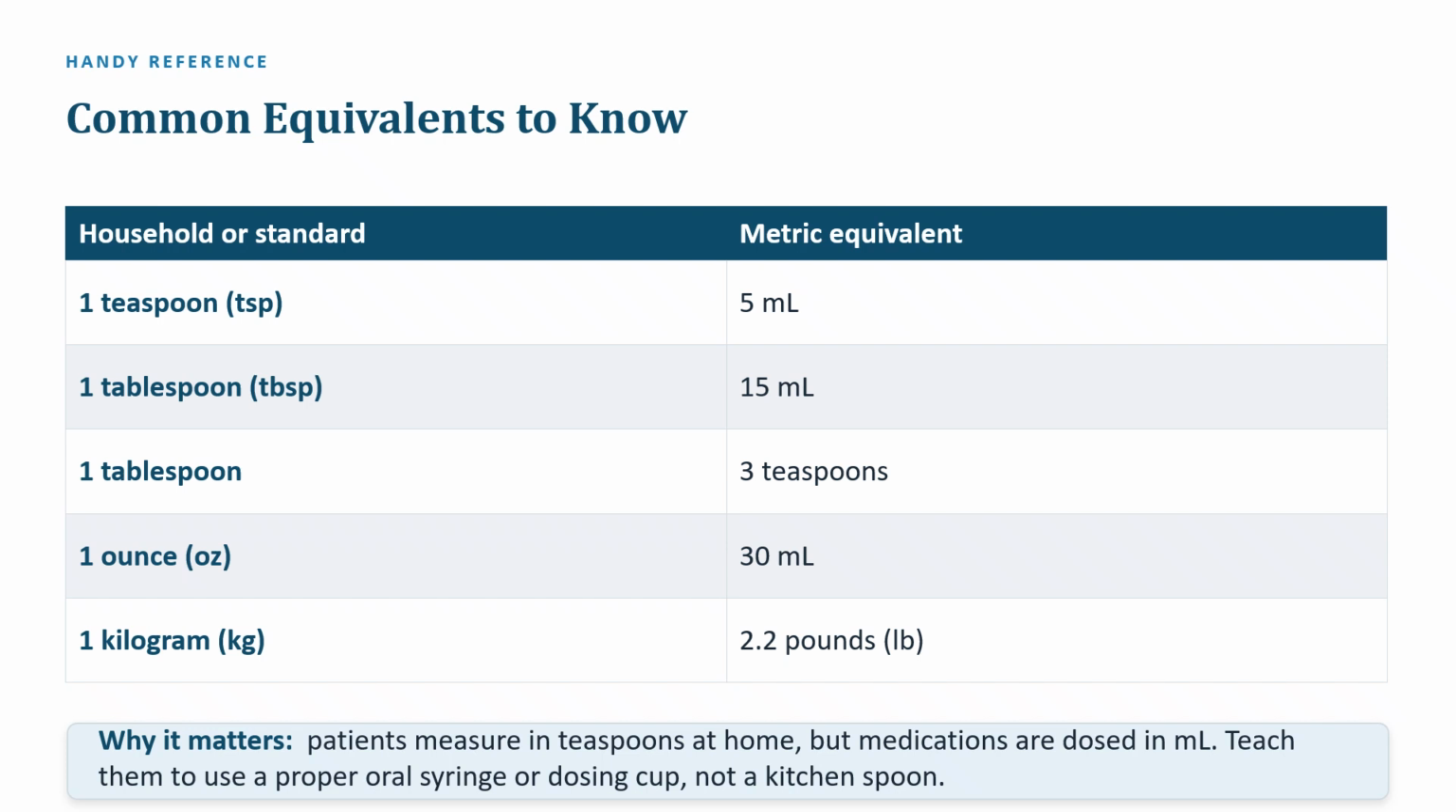The kilogram to pound conversion deserves special attention because it appears in almost every weight-based calculation. In the United States, we usually weigh patients in pounds, but medication doses are typically calculated per kilogram, so you will divide pounds by 2.2 to get kilograms. We will use that exact step shortly. For now, lock these 5 equivalents into memory because they are the bridge between how patients measure and how medications are dosed.